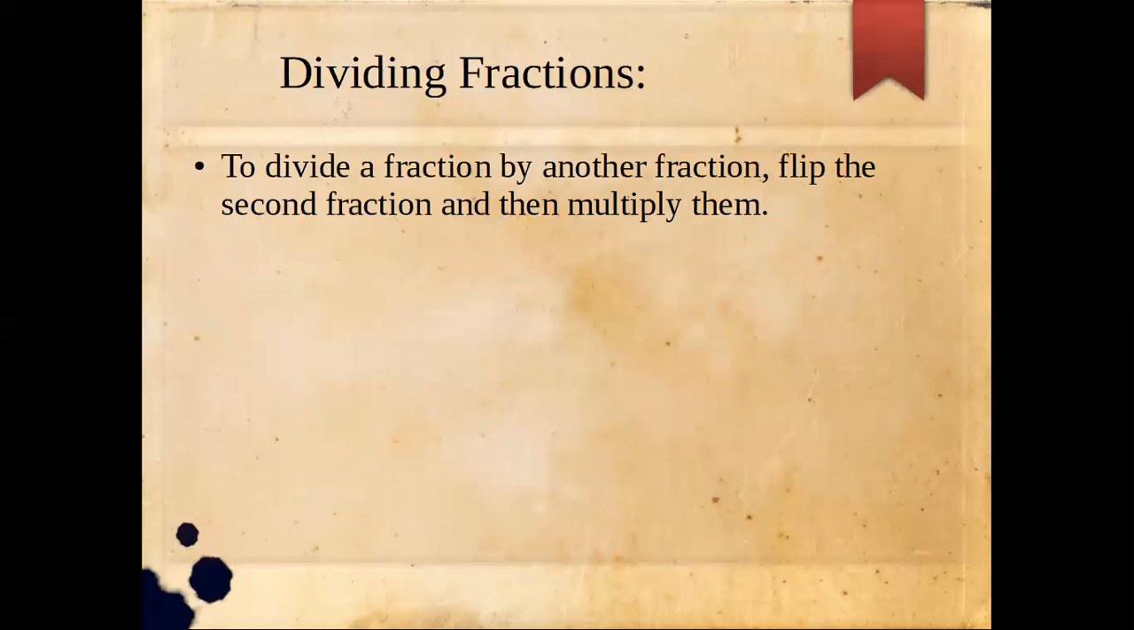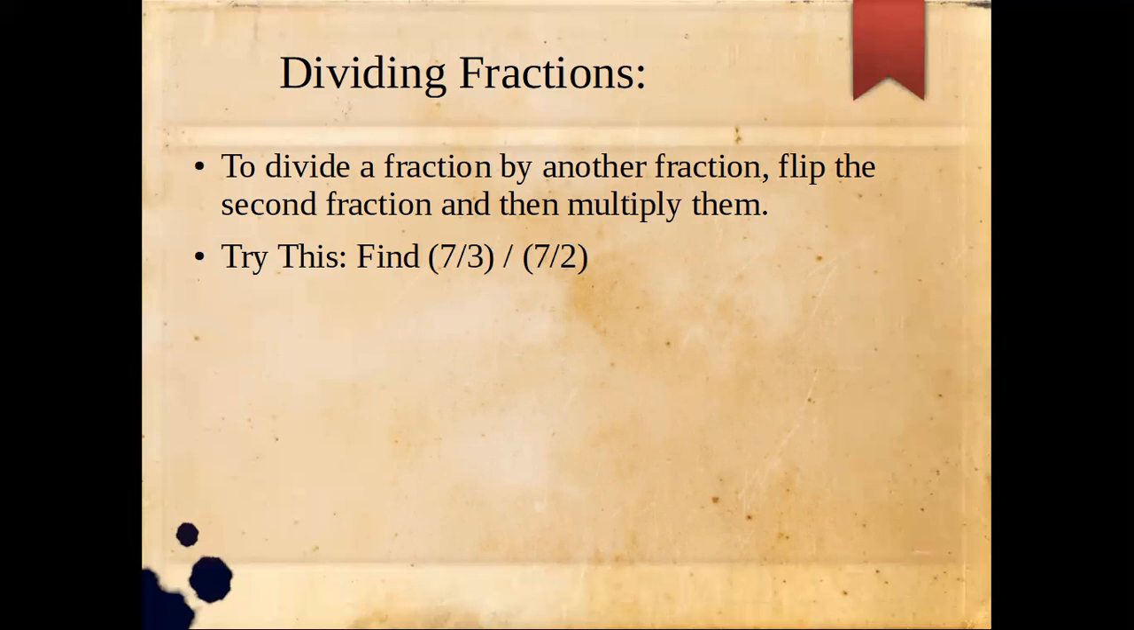All right, so now we're going to look at dividing fractions. To divide a fraction by another fraction, flip the second fraction over and then multiply them. So all you have to do for dividing is turn over the second fraction and then multiply them. It's pretty much the same thing as multiplying, but you just flip the second fraction. So here's an example for you. Have a go. Pause the video and then I'll go through it with you.